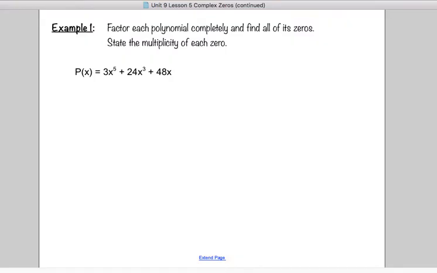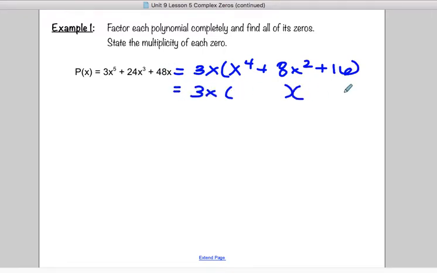Okay, example 1, we need to go ahead, factor it completely, and then find all of its zeros and state the multiplicity of each zero. So first things first, look for GCF. There is a GCF of 3x. Then I would have x to the 4th plus 8x squared plus 16. Then I would try and factor this part down further.